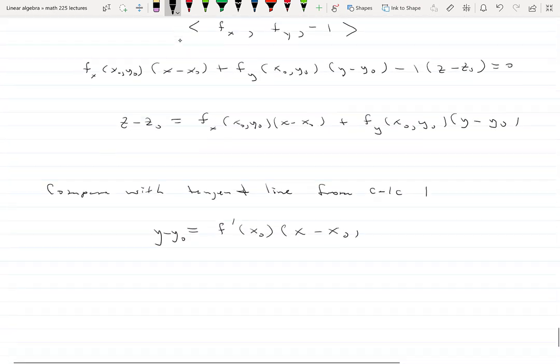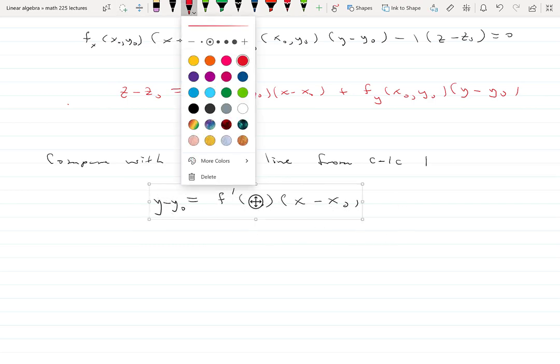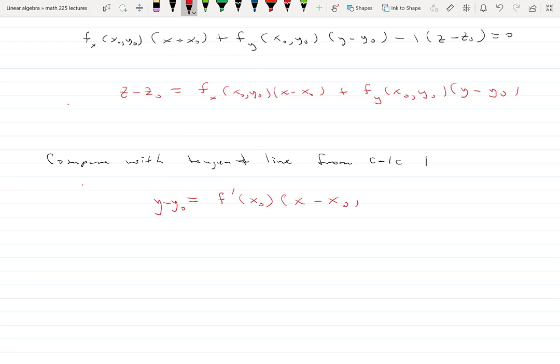Okay, now compare the equations. This is the equation of the tangent plane. This is the equation of the tangent line. They look very similar. Look at the first two terms: z minus z naught equals slope times x minus x naught, or z minus z naught equals slope times y minus y naught. And y minus y naught equals slope times x minus x naught. So there's a distinct similarity between the Calc 1 tangent line and the Calc 3 tangent plane.